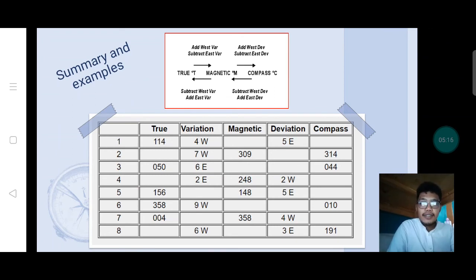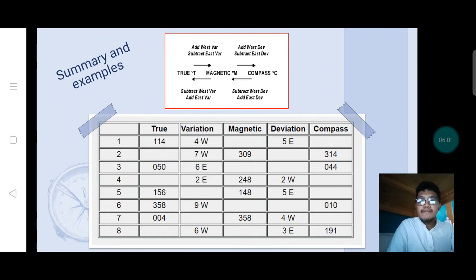Next is number 7. Number 7 is 004, and then the magnetic is 358. This means that it's subtracted, so the direction is east, and the number will be 6. So 4 minus 6 will be negative 2. However, when the number goes lower than 0, it will go back to 360, and then minus the 2, that's why the answer is 358. And then the deviation here is 4 degrees west, so we will add again. So the answer here in the compass is 2.